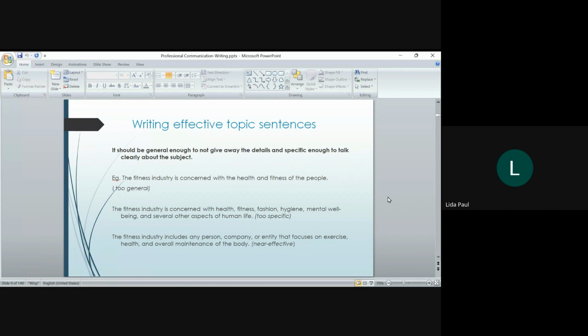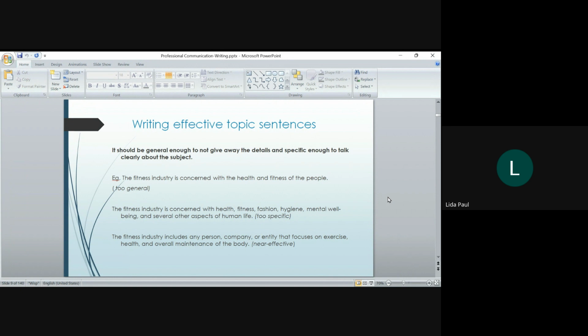But if you look at the last one, it looks like a more rounded understanding of what fitness industry means, right? It includes any person, company, or entity that focuses on exercise, health, and overall maintenance of the body. So everything that you saw in the second sentence as hyphenated or put between commas has all been put together under the umbrella terms of exercise, health, and overall maintenance. And that's all you require, right? When you're beginning to write, you don't have to mention everything in detail because you will get more chance to write about it, right?